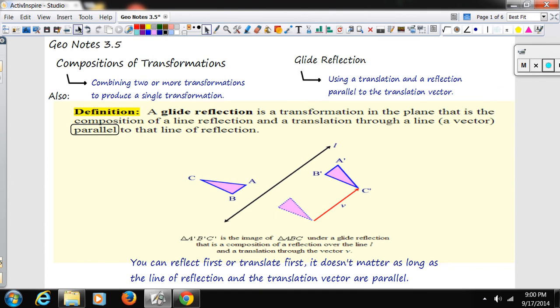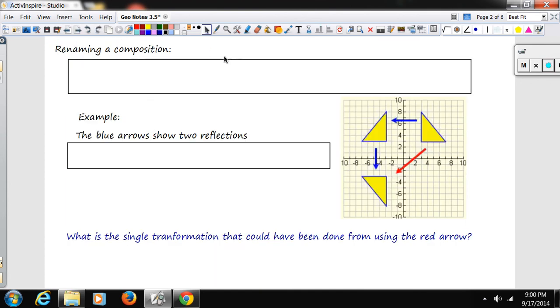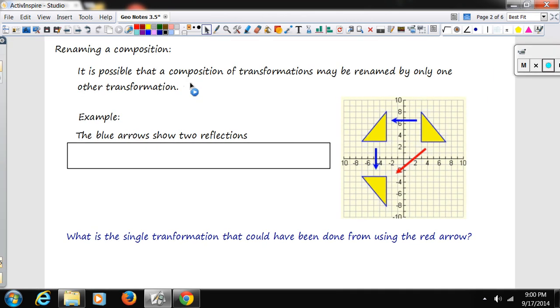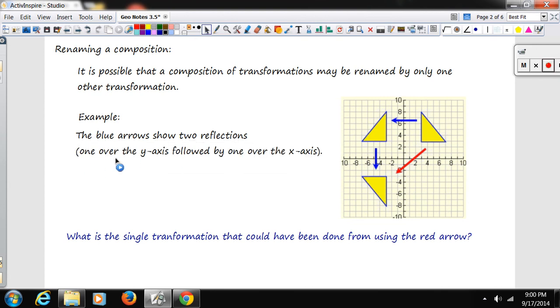Let's take a look at a couple of other things. Again, you can pause the video and go back and make sure you get everything copied down. Renaming a composition. It is possible that a composition of transformations may be renamed by only one other transformation. So here's an example. Here are the blue arrows. The blue arrows show true reflections: 1 over the y-axis followed by 1 over the x-axis.